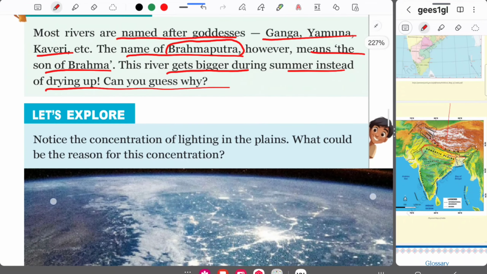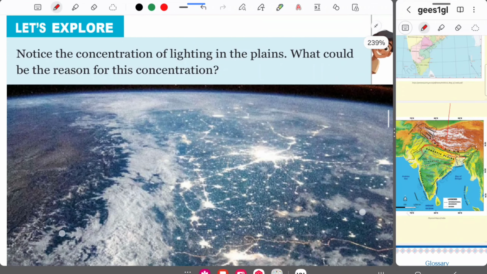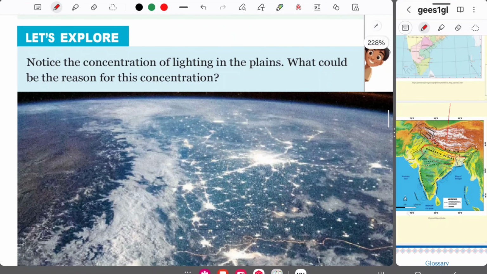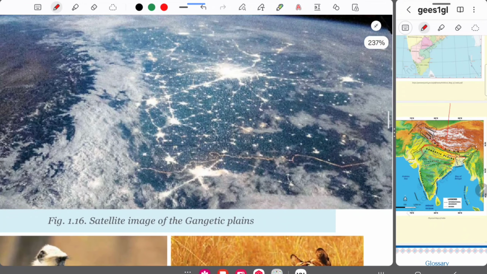So now let us see some images again. Let us explore. Notice the concentration of lighting in the plains. What could be the reason for this concentration? See, this is an aerial view, a satellite image of the Gangetic plains. You can see so many lights are there, isn't it? So what might be the reason for these lighting areas? See here, especially in this region, you will find huge lightings, isn't it?